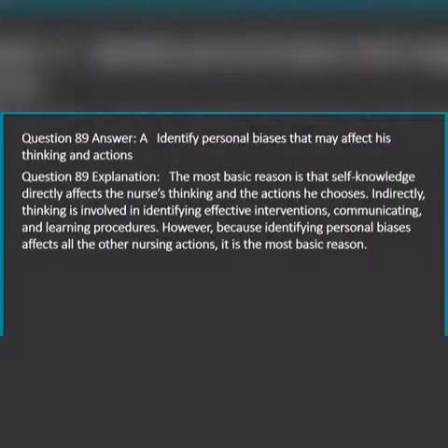Question 89 Answer. Identify personal biases that may affect his thinking and actions. Question 89 Explanation. The most basic reason is that self-knowledge directly affects the nurse's thinking and the actions he chooses. Indirectly, thinking is involved in identifying effective interventions, communicating, and learning procedures. However, because identifying personal biases affects all the other nursing actions, it is the most basic reason.